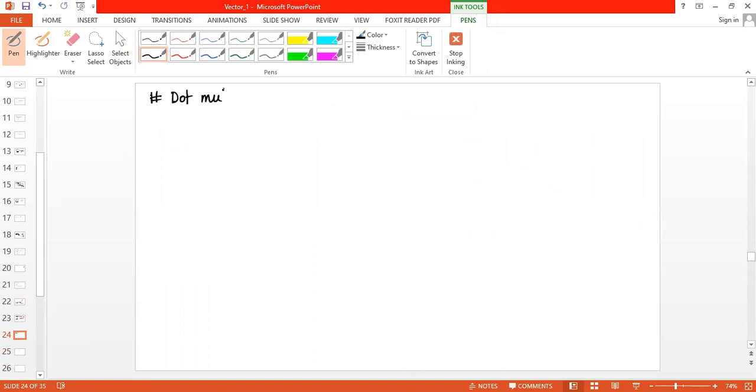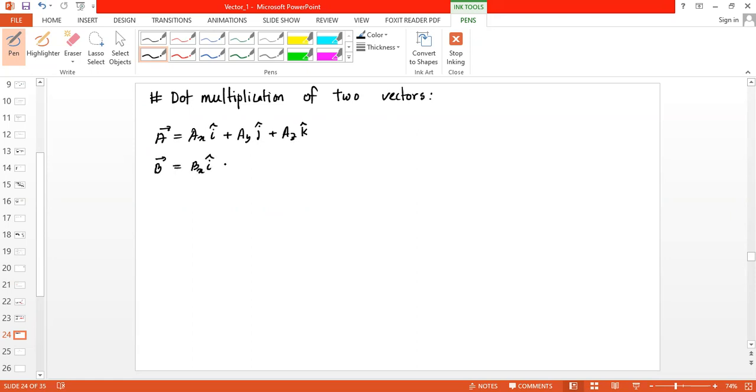Dot multiplication or scalar multiplication of two vectors. Let's say I have two vectors. One is A, that is equal to AXI plus AYJ plus AZK. This is the vector. And the other vector is B. B is equal to BXI plus BYJ plus BZK. These are the two vectors. And I want to multiply these two vectors by dot. What should be A dot B?